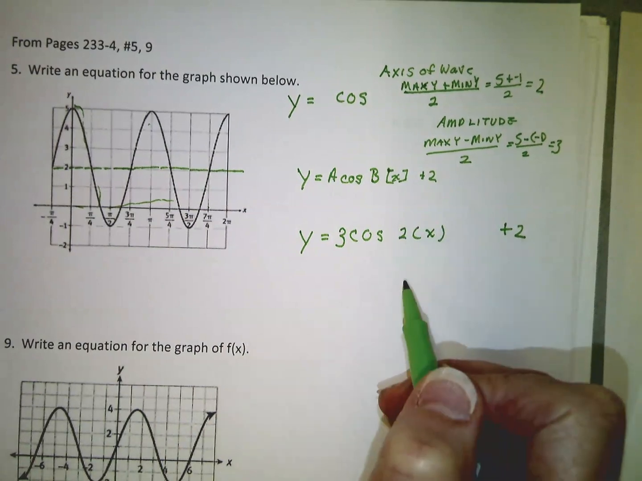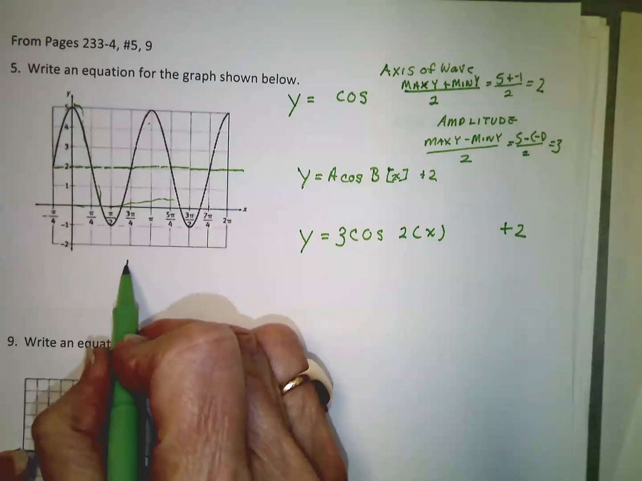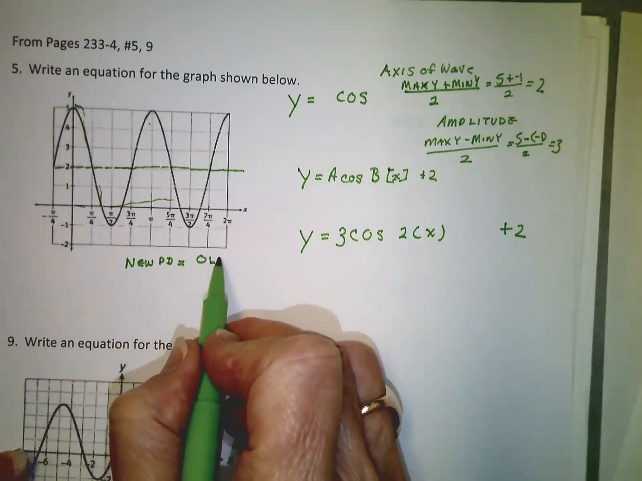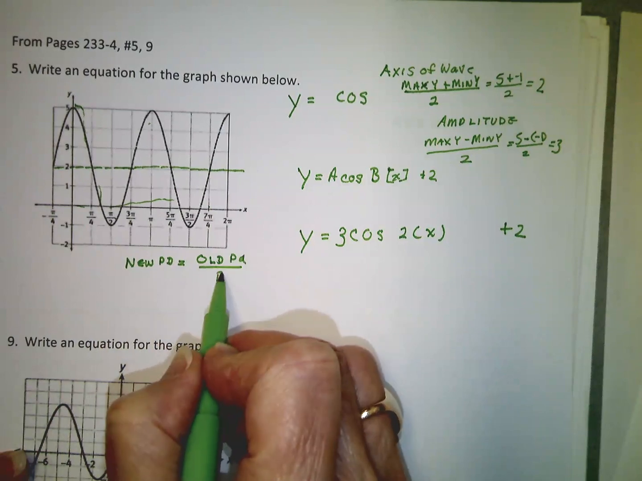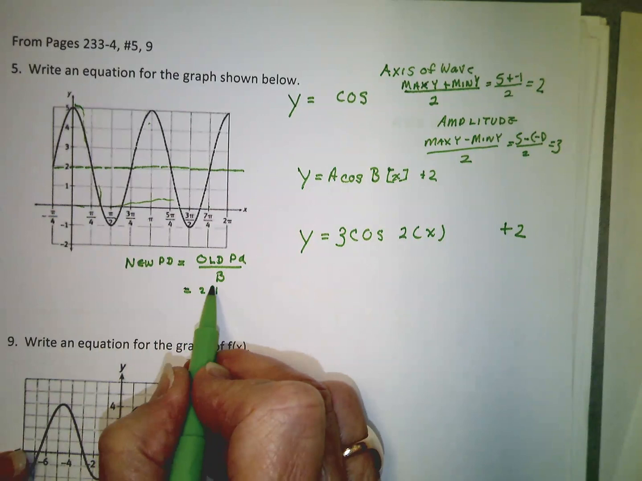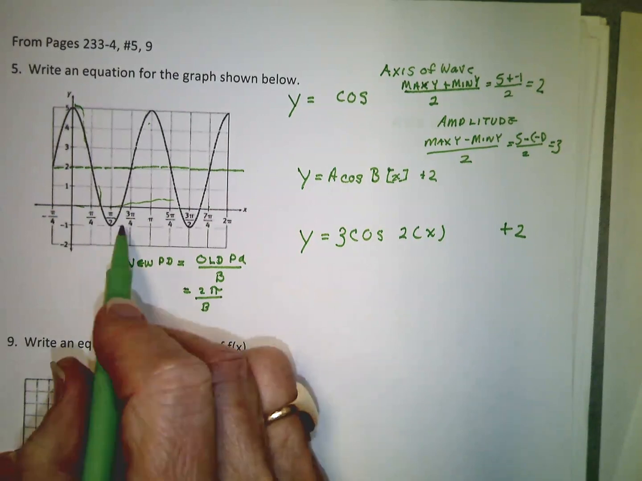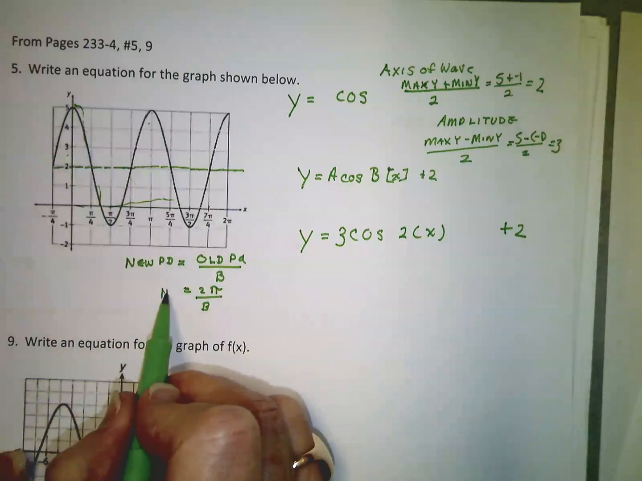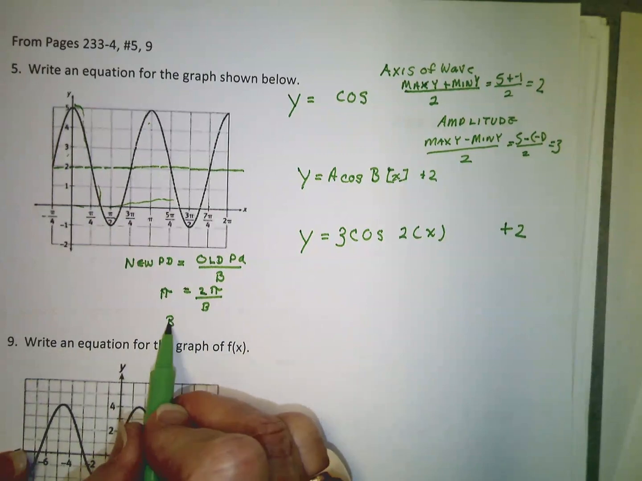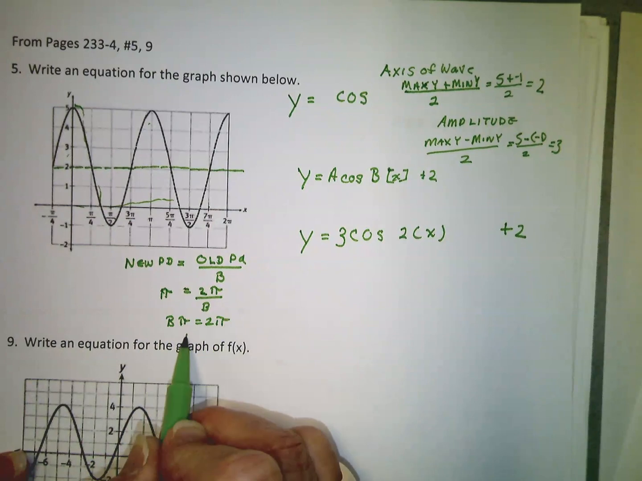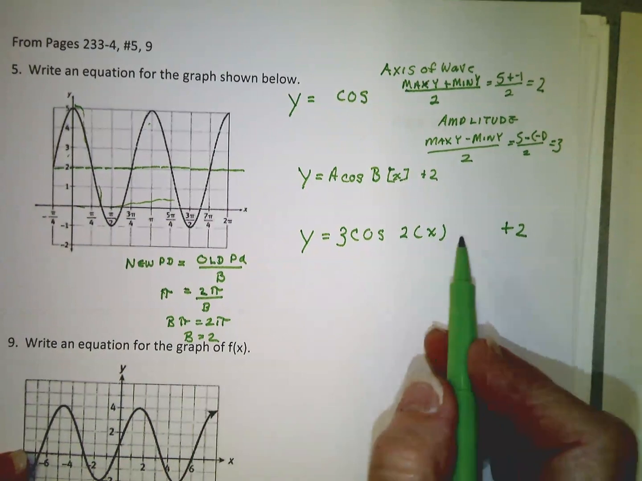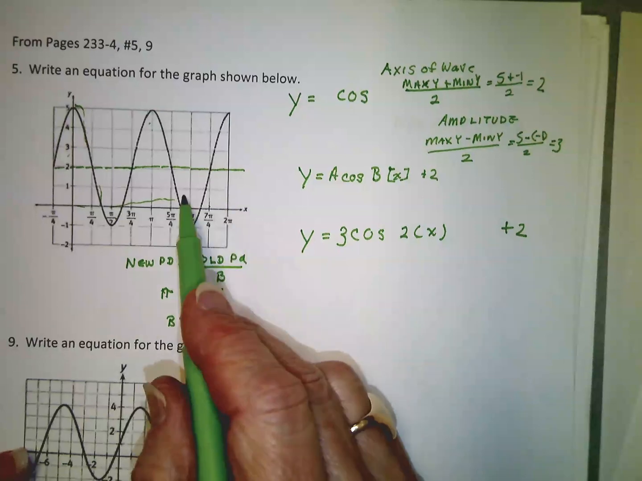And my plus 2 here is a little remote. The new period should equal the old cosine period divided by B. Well, the old period is 2 pi. The new period is just 1 pi. And we've got to solve for B. So we can multiply both sides by B. We got B times pi equals 2 pi. And guess what? B equals 2. And the plus 2 should be a little bit closer in here. I thought there was going to be more stuff. That would be the equation of this graph.